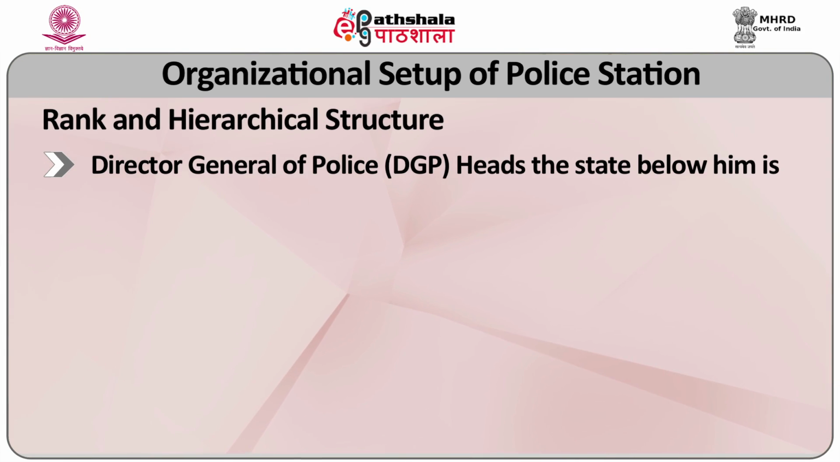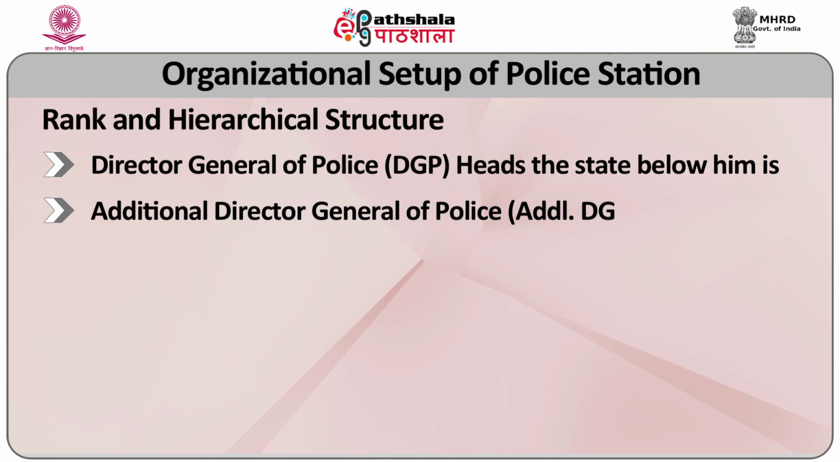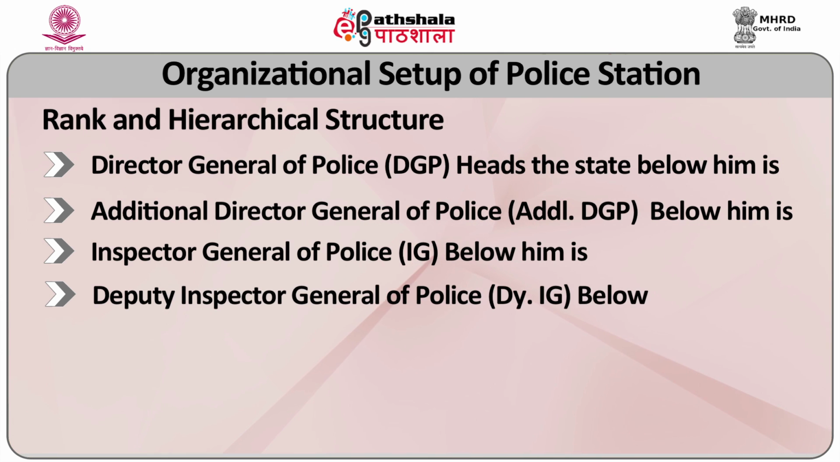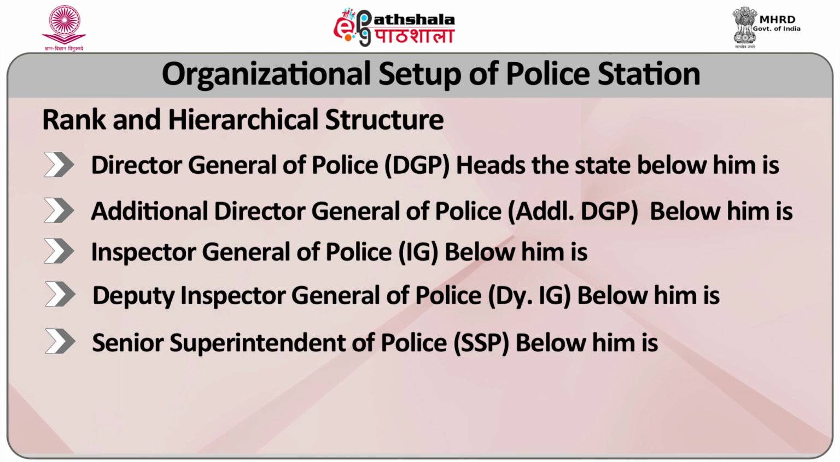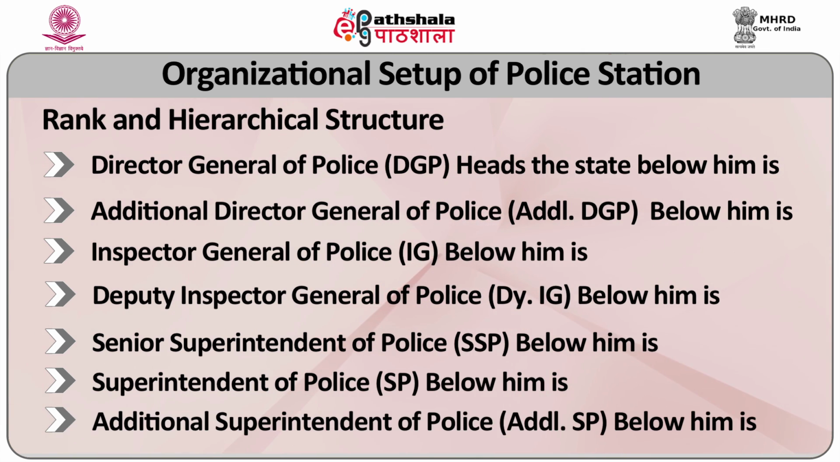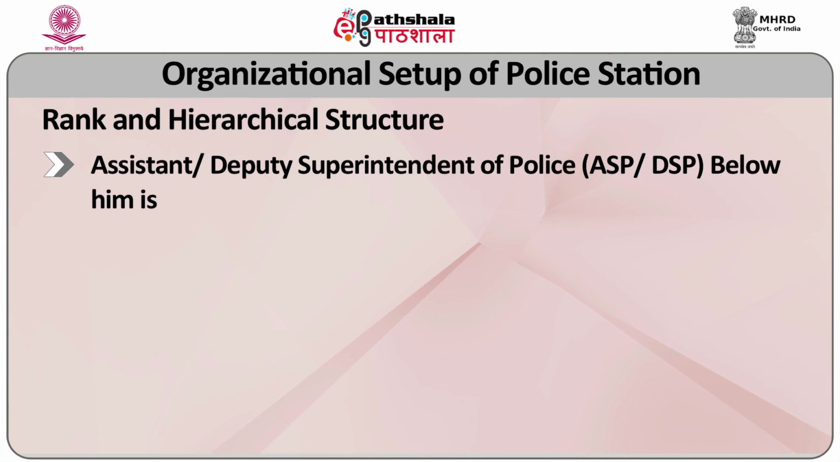Director General of Police (DGP) heads the state. Below him is the Additional Director General of Police, Additional DGP. Below him is Inspector General of Police, IG. Below him is Deputy Inspector General of Police, DIG. Below him is Senior Superintendent of Police, SSP. Below him is Superintendent of Police, SP. Below him is Additional Superintendent of Police, ADSP. Below him is Assistant or Deputy Superintendent of Police, DYSP or ASP.